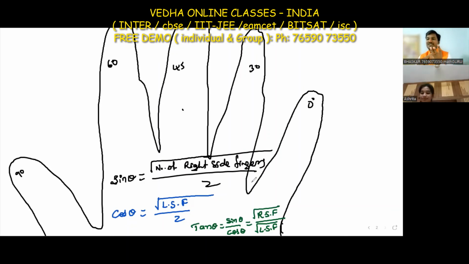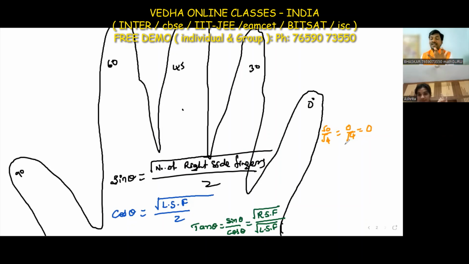Just close to 0 degrees once. Right side, how many are there? 0. Left side, how many are there? 4. Root of right side by root of left side, means root 0 by root 4. 0 by something is 0. So finally tan 0 is 0.